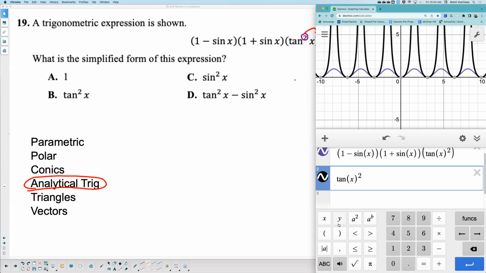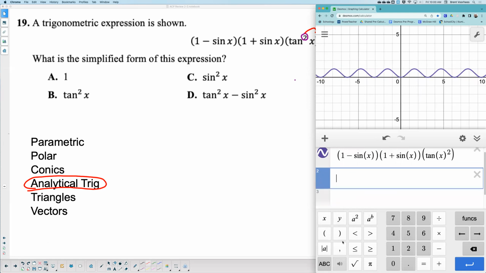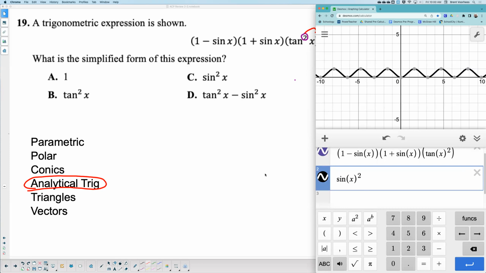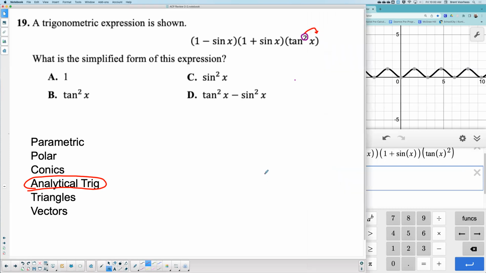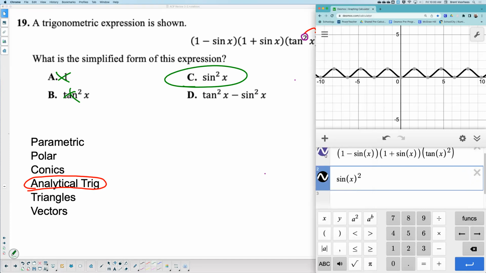No. So let's now try. So we know it's not A, it's not B. Let's try sine. Could it be sine squared? Yeah, it's sine squared. There you go. It's sine squared. So just remember to put the powers after. If it's a square, Desmos will handle it in a normal spot. My Inspire will not. The Inspire only works with the powers after the parentheses, just so you know.